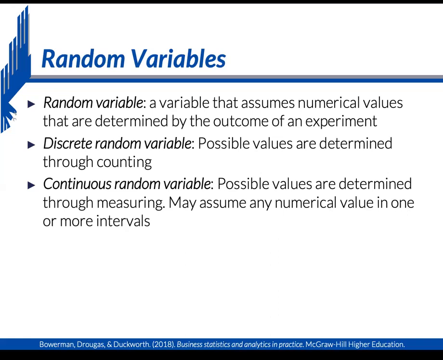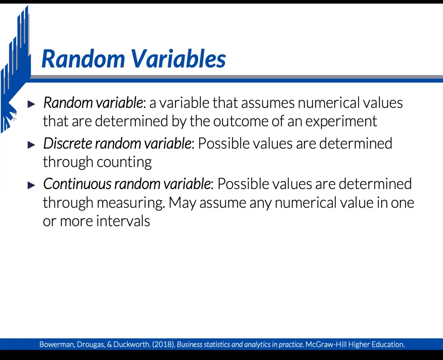So by randomly selecting, we are able to make the activity an experiment. Therefore, the outcome of that experiment is considered a random variable. And random variables can be either discrete or continuous.